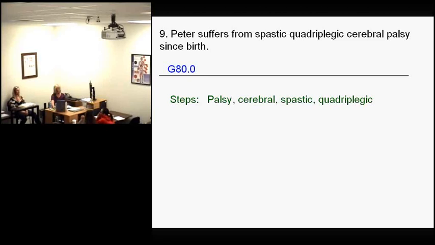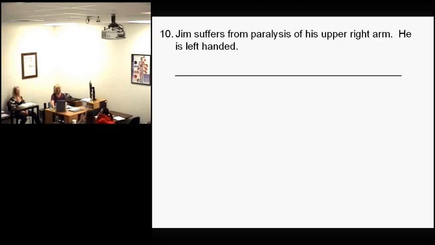Okay, don't forget the guideline. If they did not tell you that he's left-handed, right? Jim suffers from paralysis of his right upper arm, and they didn't tell you he was left-handed. Don't forget the guideline for the default. But in this case, we know he's left-handed, so it's not going to be his dominant hand, right? So look up the code for that.